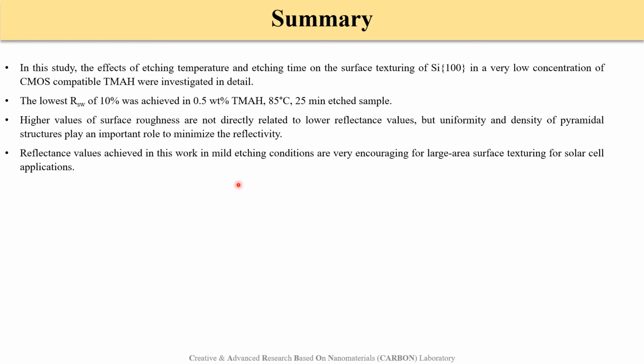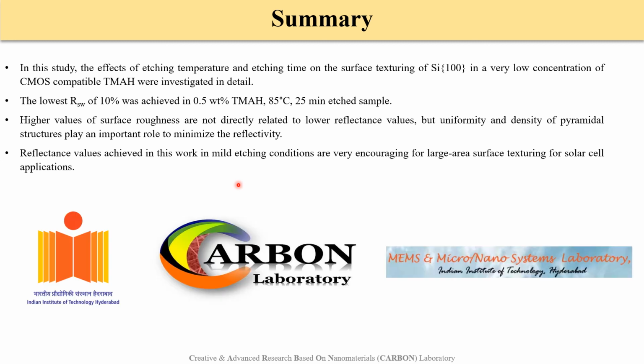Here we observe that higher values of surface roughness are not directly related to lower reflectance, but uniformity and density of pyramidal structures play an important role to minimize the reflectivity. The novelty of this work is that the lowest reflectance value of around 10% was achieved in very mild etching conditions, which makes this study very promising for large area surface texturing for solar cell applications.